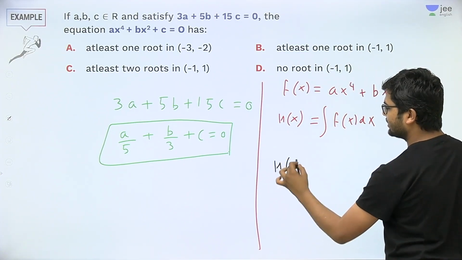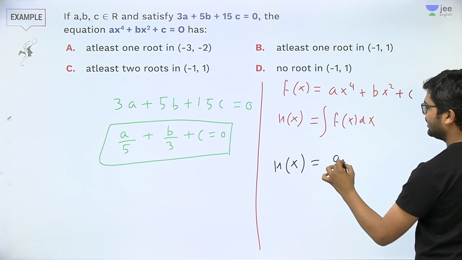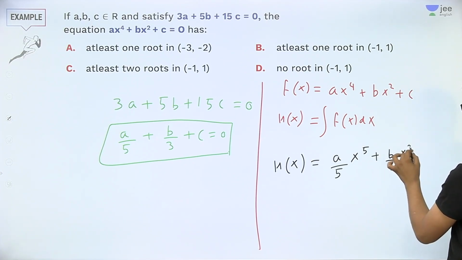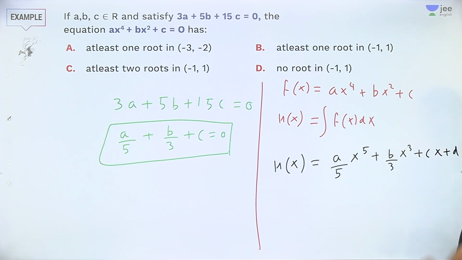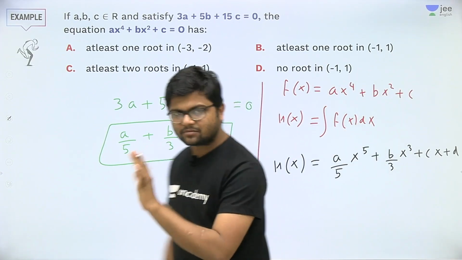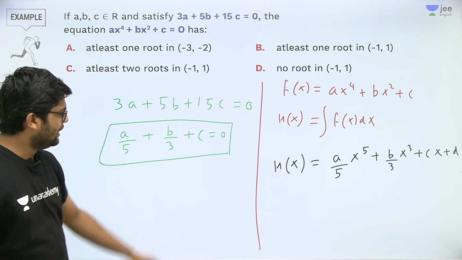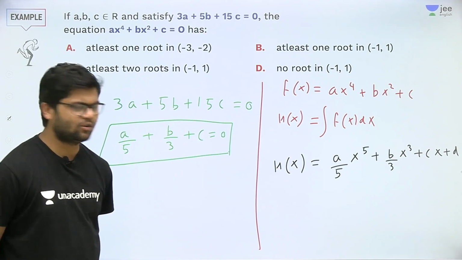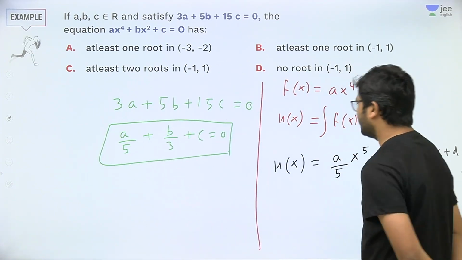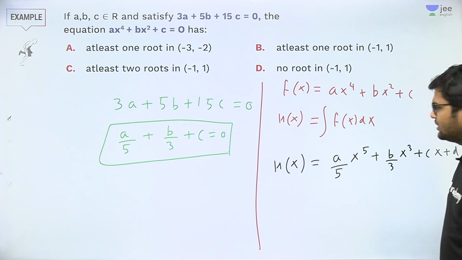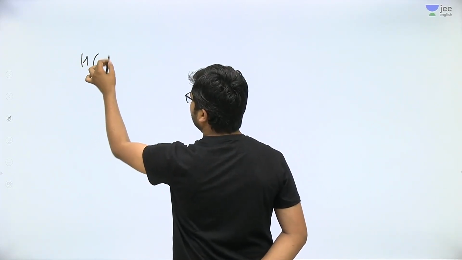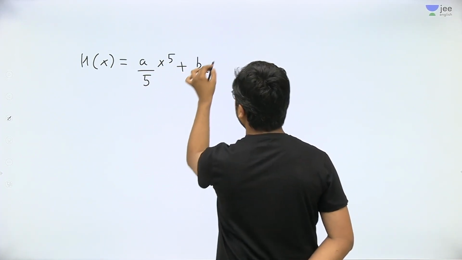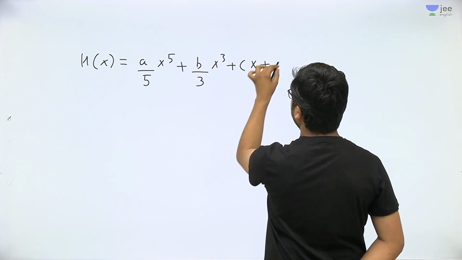So h(x) will come out to be a/5 x^5 + b/3 x^3 + cx + d. So this will be the expression of h(x). No problem with that. Now if I look at this equation and now I look at h(x), I can easily find out some things. What will be the value of h(1)? Because the options here are using 1 and -1. So I am rewriting h(x) = a/5 x^5 + b/3 x^3 + cx + d.